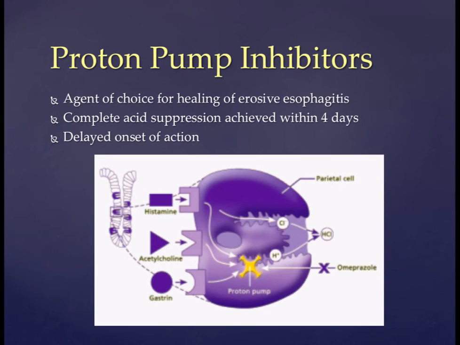They do have a delayed onset, however, because they have to get to the parietal cell basically through the back way. So when we take omeprazole or any PPI, it has to get through the stomach, so that's why they're all enteric coated or delayed release, and then it gets absorbed through the intestines, enters our bloodstream, and then gets to the parietal cell through the bloodstream. So they do have a delayed onset of action, and it does take the parietal cell to die in order for the drug effect to wear off.